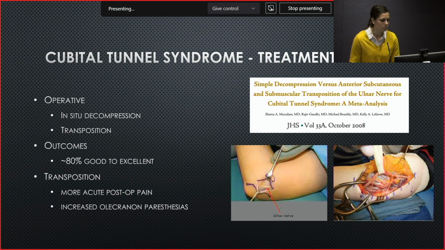Some studies suggest a small difference in postoperative complications, though, and transpositions seem to have more acute postoperative pain. They are more likely to have paresthesias on the posterior elbow and a slightly higher risk of postoperative hematoma, although most of these differences will resolve within about 8 weeks after surgery.